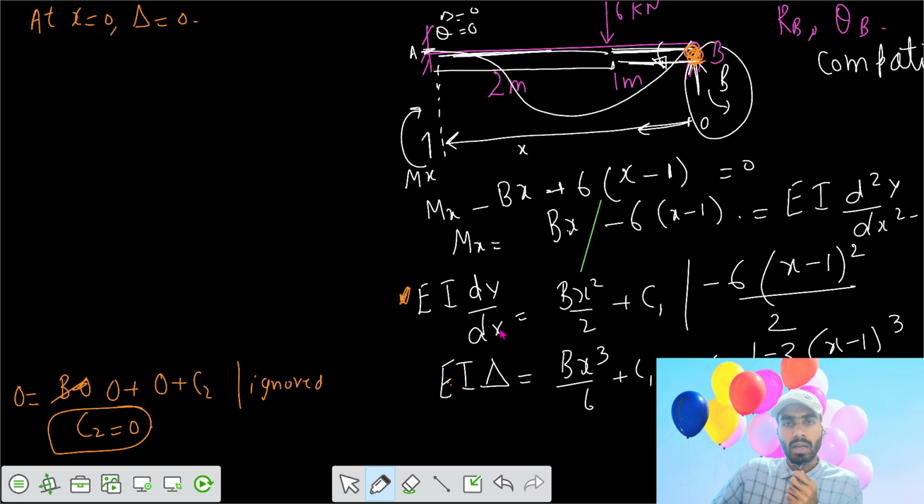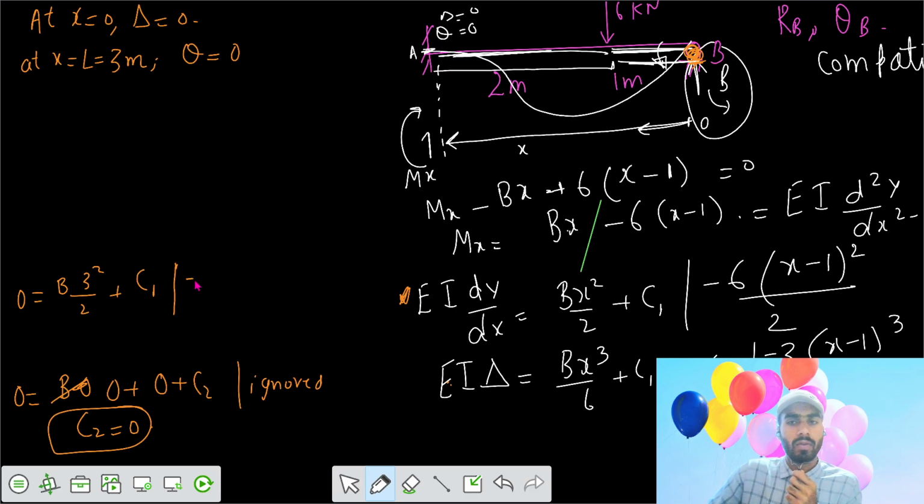It's in terms of theta. If we say at x equals L, which is 3 meter, because the total length is 3 meter, theta is 0 because the support is fixed. So if we substitute here, we can write 0 equals b into x squared, that is 3 squared by 2, plus c1, and we have to see whether this term is valid or not.